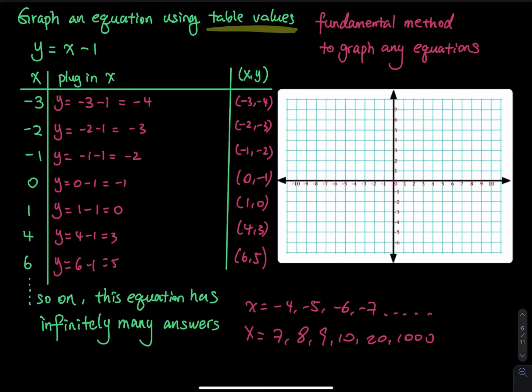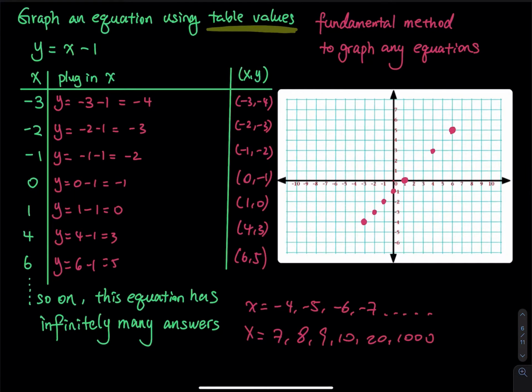The first one is -3, -4, so we plot that. And then we have -2, -3. And then -1, -2. And then 0, -1. Do you see the pattern? And then the next one is 1, 0. And then the next one is 4, 3. And then 6, 5. All right, so these are the points we have based on the table.